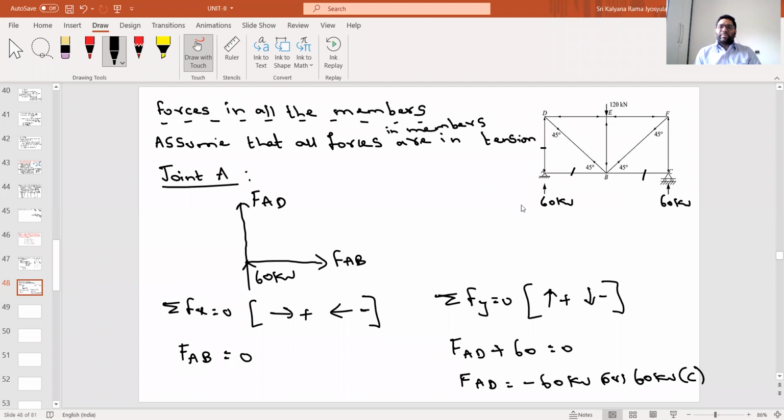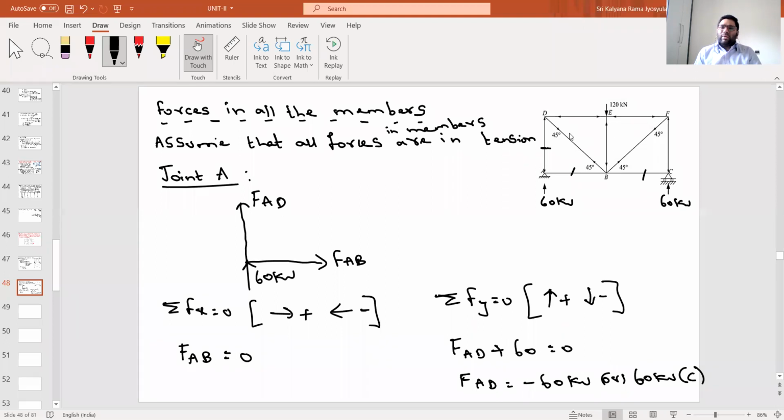Now we got FAD, right? Now what do we need to do? We need to take the joint D and calculate the forces. See guys, for these type of trusses, you need not calculate for all the members because see, we already have the symmetry at this point.